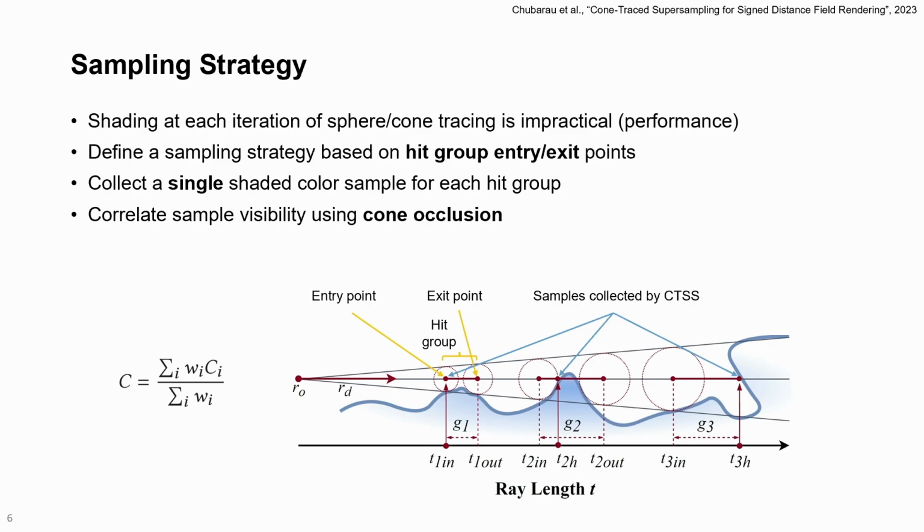And even though these segments are on the traced ray, not necessarily on the surface, what we find is that we can sample from these segments to actually collect the visible color. We find that just using one sample per hit group gives us sufficient information to represent color within a pixel. And so in this example here, CTSS will collect just 3 samples for this particular traced cone.